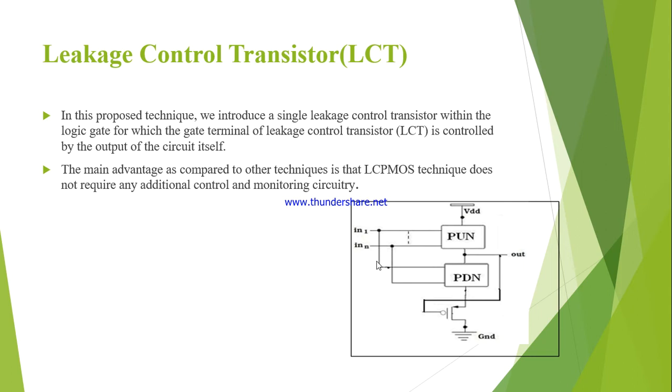the pull-up network and pull-down network. Here there are two inputs, that is input one and many inputs. The pull-up network is connected to the VDD and the pull-down network is connected to the ground, and the output of this is calculated. And here we use the MOSFET connected to the ground.